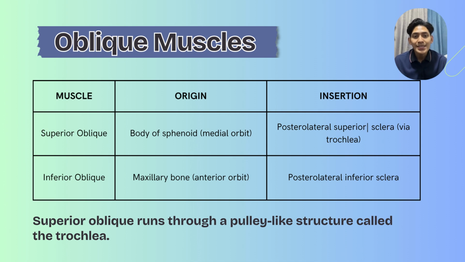Why is this important? This oblique muscle doesn't come from the annulus of Zinn, so it pulls the eyes in a different direction compared to the rectus muscles.